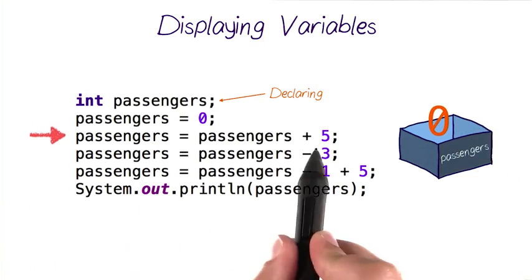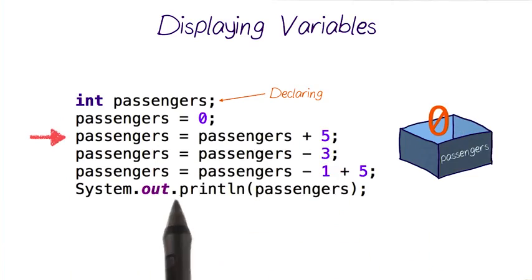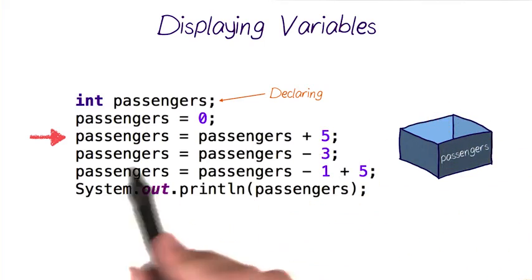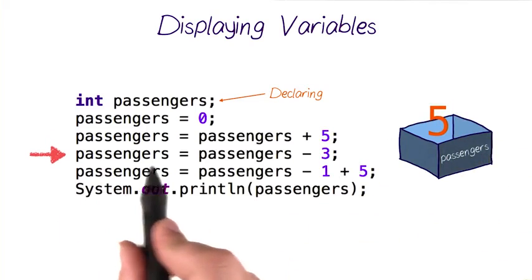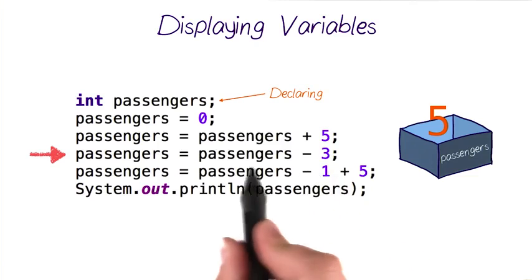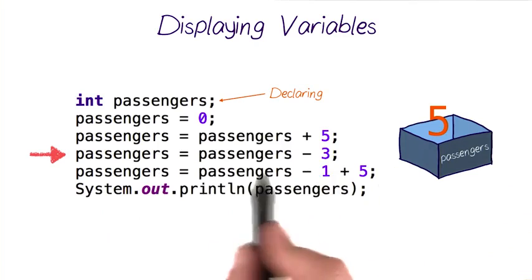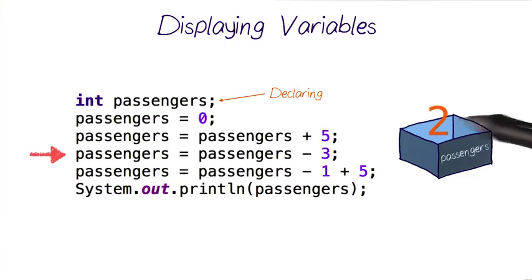Then the next statement is updating the variable passengers by adding 5 to its old value. Its old value happened to be 0, so when we add 5 to 0 and update it, it becomes 5. And then the following statement here is subtracting 3 from the old value, which is 5, and updating passengers to this result of the subtraction. So we subtract 3 from 5, making it 2, and passengers becomes 2.